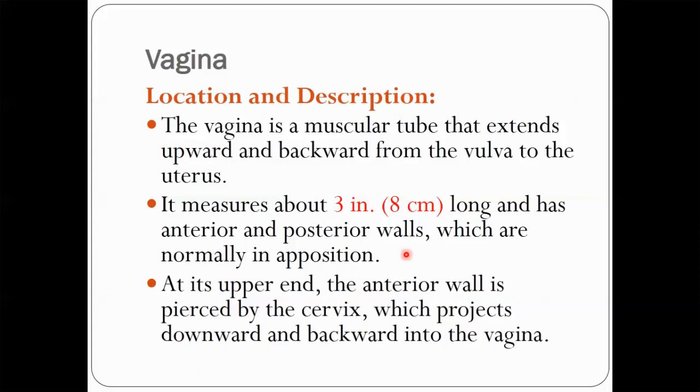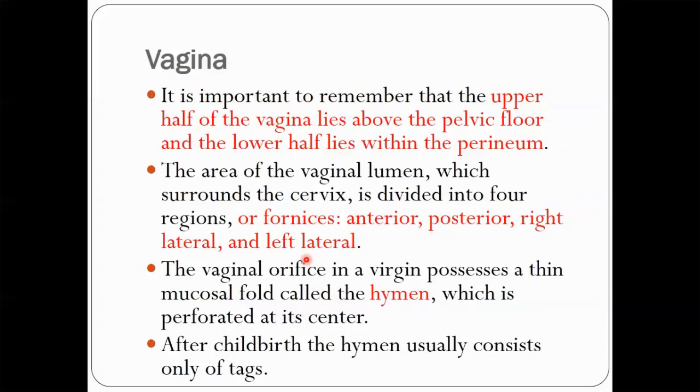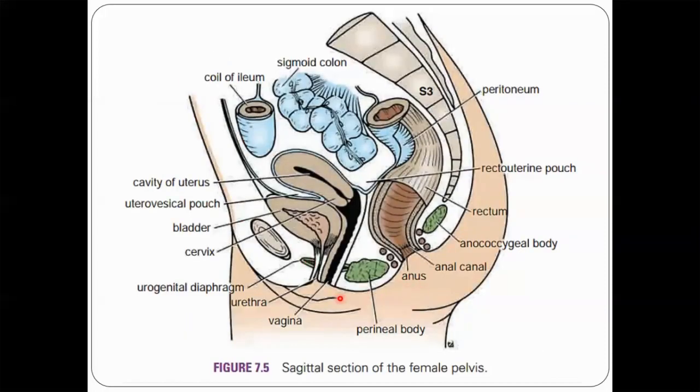Vagina. The vagina is a muscular tube that extends upward and backward from the vulva, which is the inferior vaginal opening, to the uterus. As we see, the upper part of the vagina receives the vaginal part of the cervix and surrounds the cervix by 4 fornices.